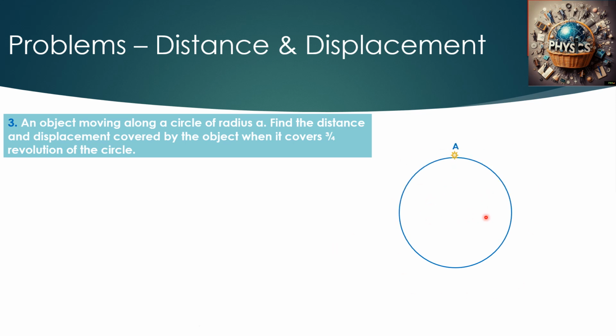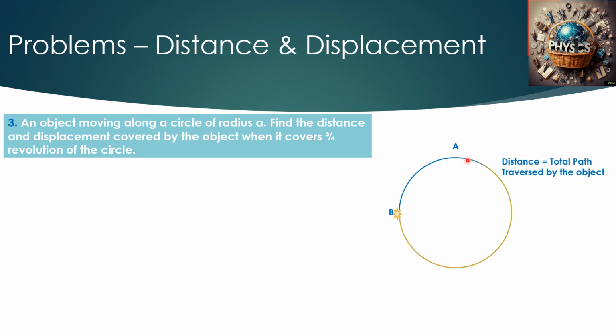The radius is a, as we know, and this is the object at point A, and then it's traveling across the circumference of the circle, and it has moved 3/4 of the circle, and it reaches the point B. Now, what is the distance traveled? So distance is basically the total length of the path traversed.